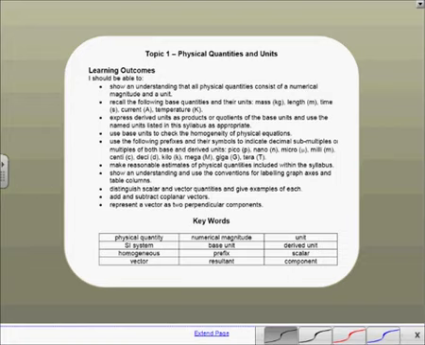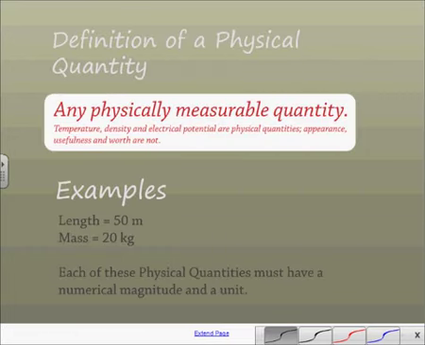At each topic you're going to get this sheet here, which is your learning outcomes. Essentially it's a good little summary of what you do need to know, and it's also got some important words.